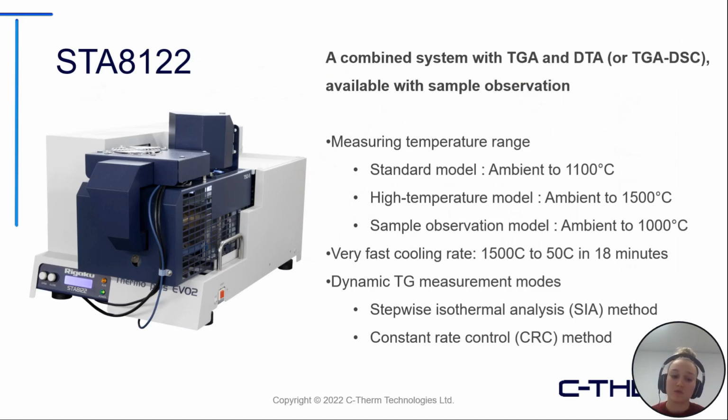There's also sample controlled TG. We've got a few questions about that lately. So this method is equipped as standard, and this is where you can control the rate of the sample, or you can control the heating rate, based on the sample's change in weight. And a few options for different temperature ranges here. The standard model, ambient to 1100 degrees C, high temperature model, ambient to 1500 degrees C, and what I'm really going to focus on today, the sample observation model, which can run from ambient to 1000 degrees C.